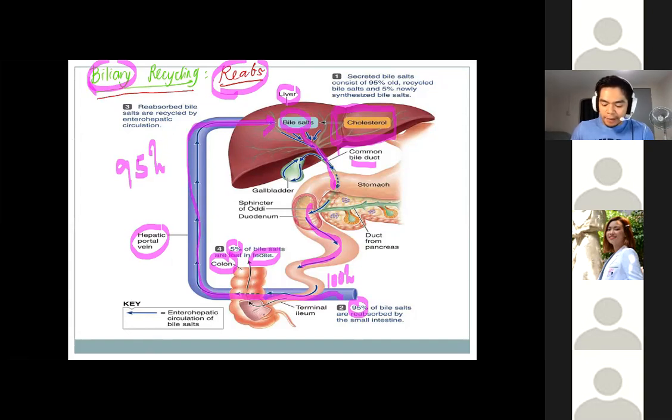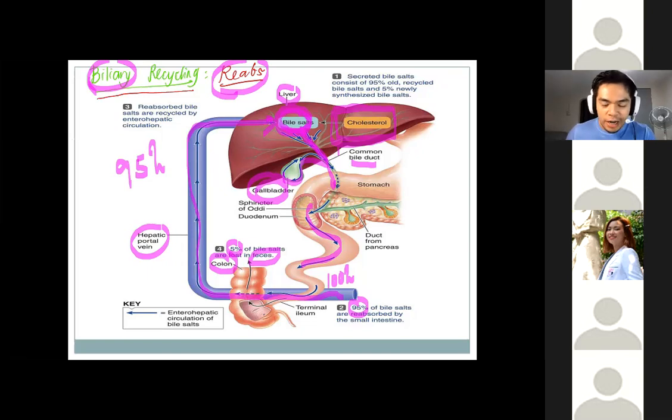Okay. And then kapag nakabalik na yung 95% bile salt sa liver, finally, i-store na siya saan? Sa gallbladder. Okay? I-store na siya sa gallbladder. So with this taken all together, ano ang mga strong points to consider? Number one, out of 100%, 5% lang ang tinatapon.